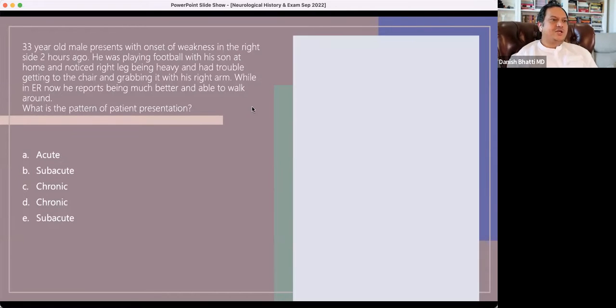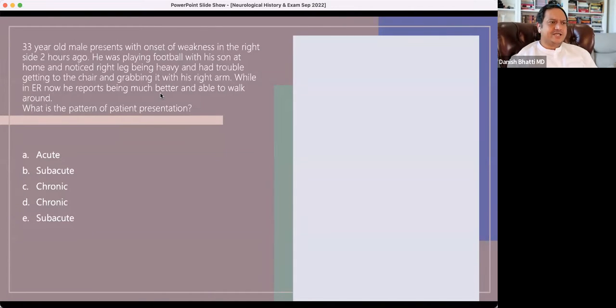A 33-year-old male is presenting with onset of weakness on the right side for 2 hours. He was playing football with his son at home and noticed his right leg being heavy and had trouble getting to the chair and grabbing it with his right arm. While in the ER now, he reports being much better and able to walk around. What is the pattern of patient presentation? So that's the first question, although there are many other important things in this stem.